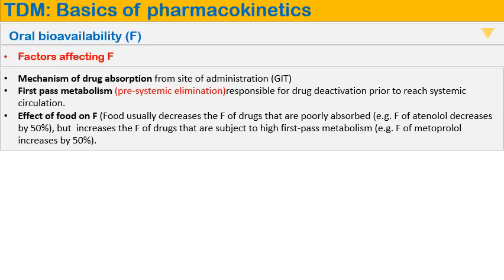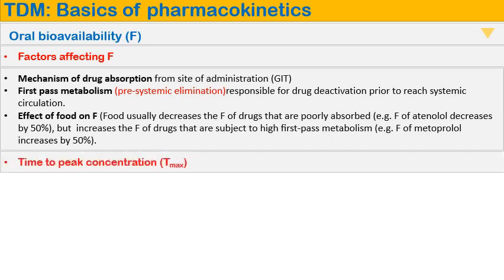اذا اعطينا الاتينول ويا الطعام راح يقلل الابزوربشن مالته حوالي 50% بسبب الدرج فود انتراكشن. بينما اذا انطينا مثلا الميتابرول ويا الفود راح يقلل الفيرست باس ميتابوليزم بصوره عامه، فراح يزيد البايابيلتي مالته 50%. قلنا الاف هو express the extent مدى الابزوربشن، لكن عندنا other terms هو تي ماكس يمثل لنا الريت اوف ابزوربشن.